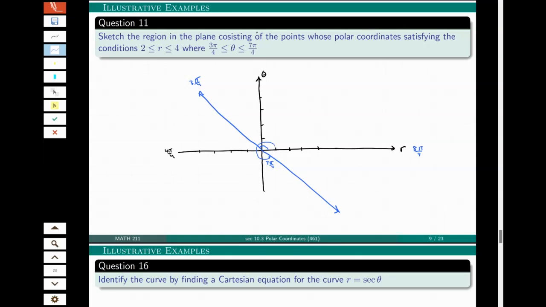Okay, so we need the radius to be 2. So 1, 2, and the radius is 4. So we have two circles. One of them is radius 2, and one of them is radius 4. So radius 2 and the radius 4. Okay, now, so where is the graph we need? That's this graph.